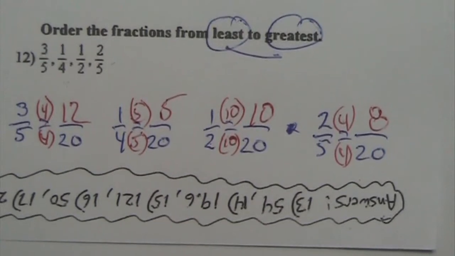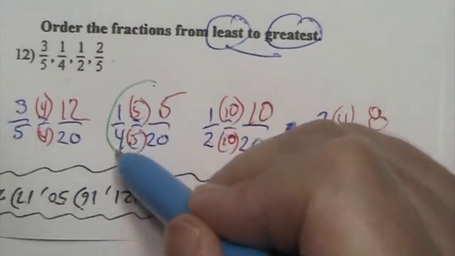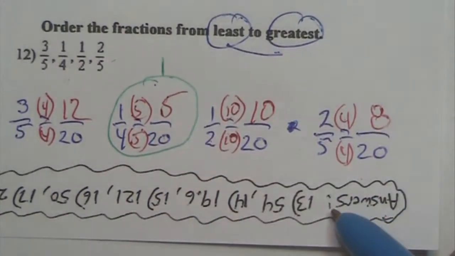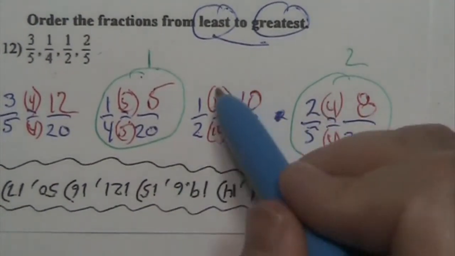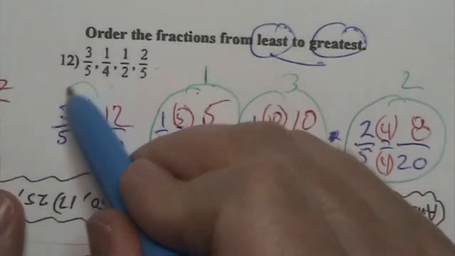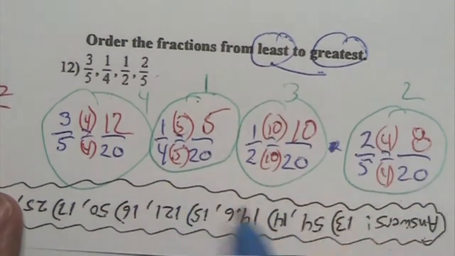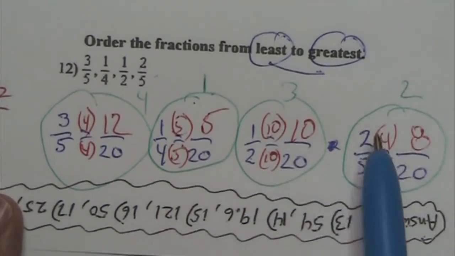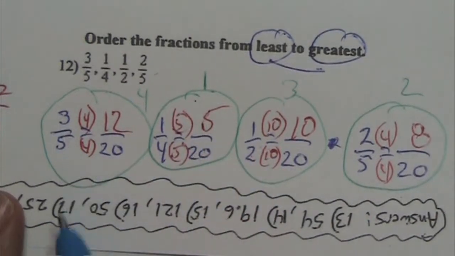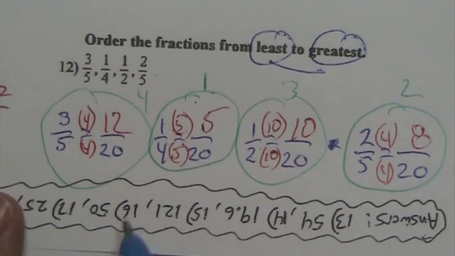All right, now you can go ahead and see which one is the smallest and then the largest. Let's see, the smallest one would be this one. This would be your first, the smallest. Then this is the second one. This would be the third. And this would be the largest. 12 over 20, this would be the largest. So in that order, 1/4, 2/5, 1/2, and 3/5. That would be the order from smallest to largest.